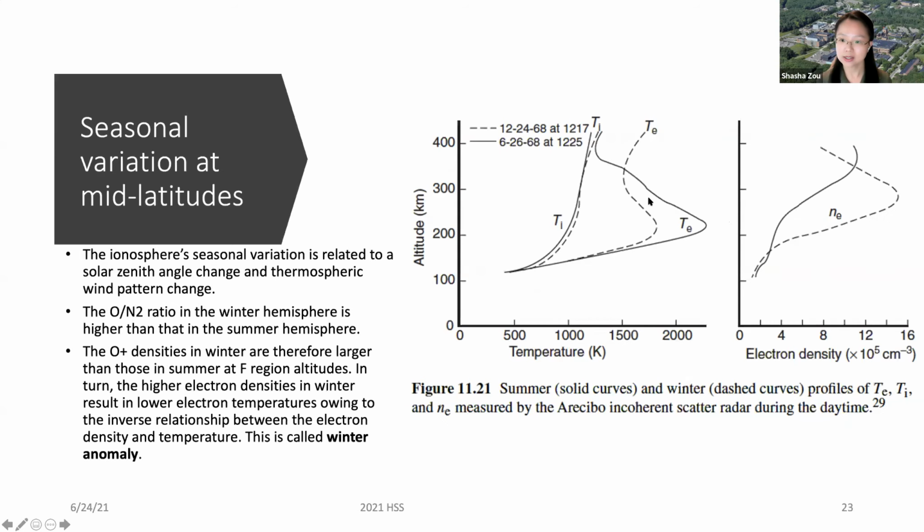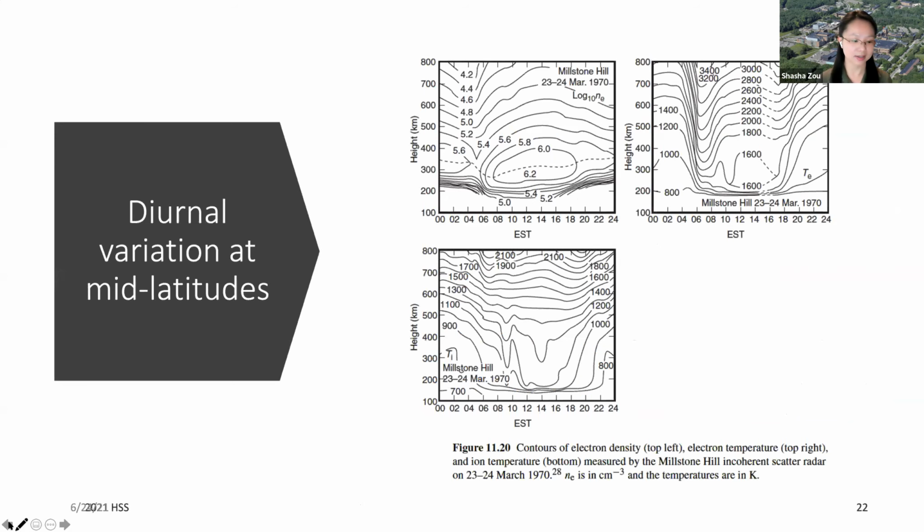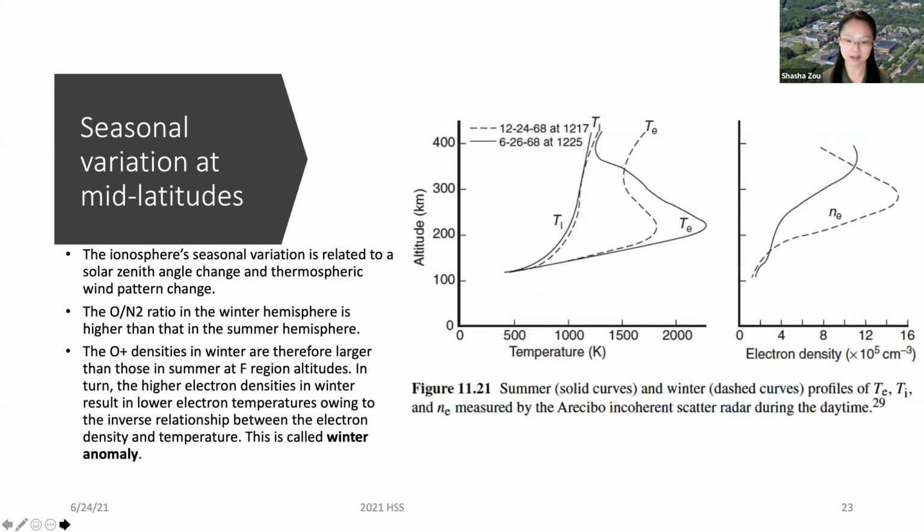So the solid curve here shows the summer condition, and the dashed lines show the winter condition. So look at the chart on the right first. That is the electron density. And here you can see in the dashed line, the winter condition, the density is actually higher than the summer hemisphere, right? So this confirms that in the winter conditions, we have enhanced O/N2 ratio, and then we have more production than loss, and that's why we have a higher density in the winter hemisphere.